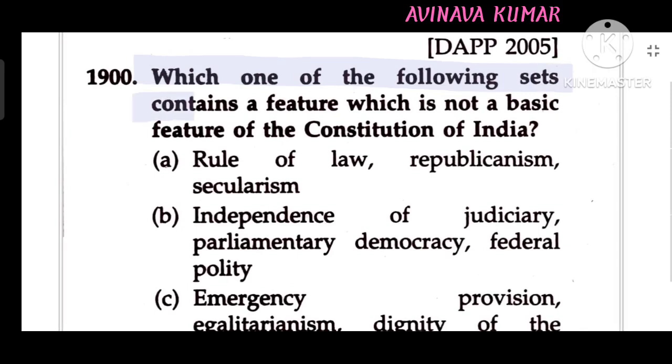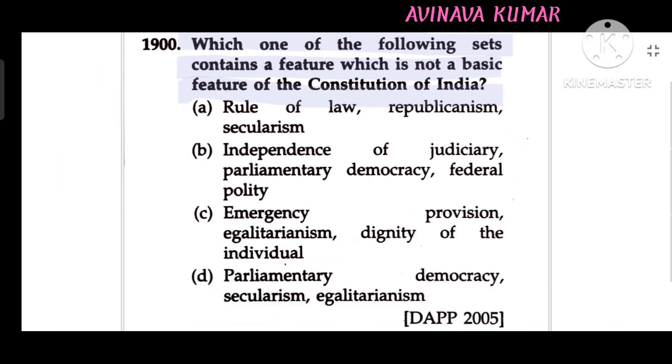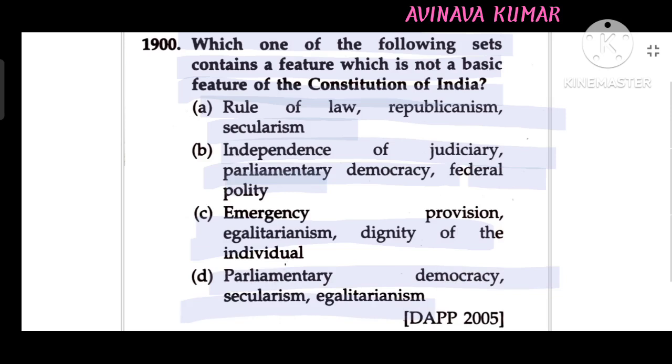Which one of the following sets contains a feature which is not a basic feature of the Constitution of India? C is not a basic feature. Rule of law, republicanism, secularism, independence of judiciary, parliamentary democracy, federal polity, egalitarianism. These are basic structure. C is wrong.